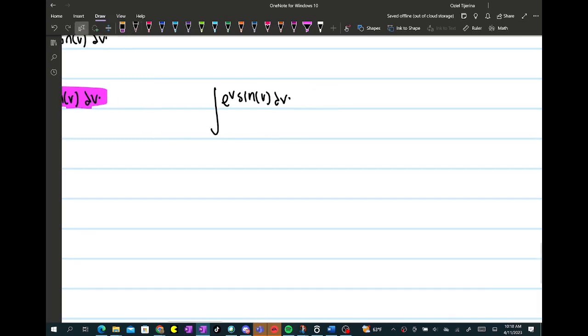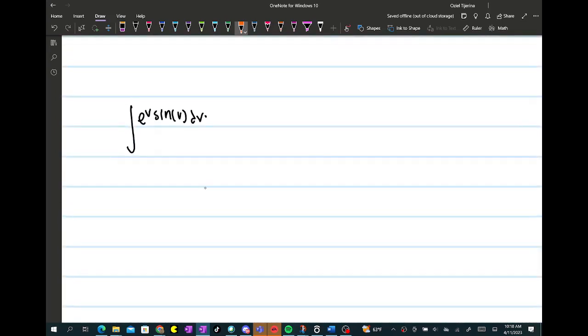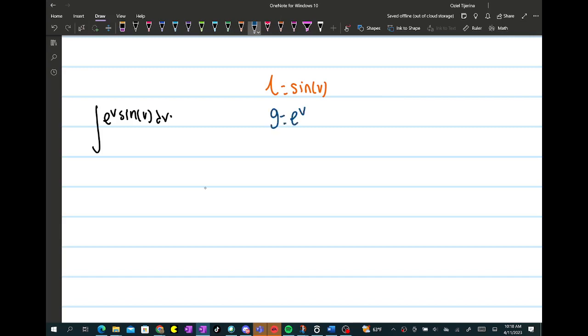dv. So if I make, let's say, L equal to sine of v, and then let's just do G. Or let's do dg, so u dv. So dg is e to the v dv.